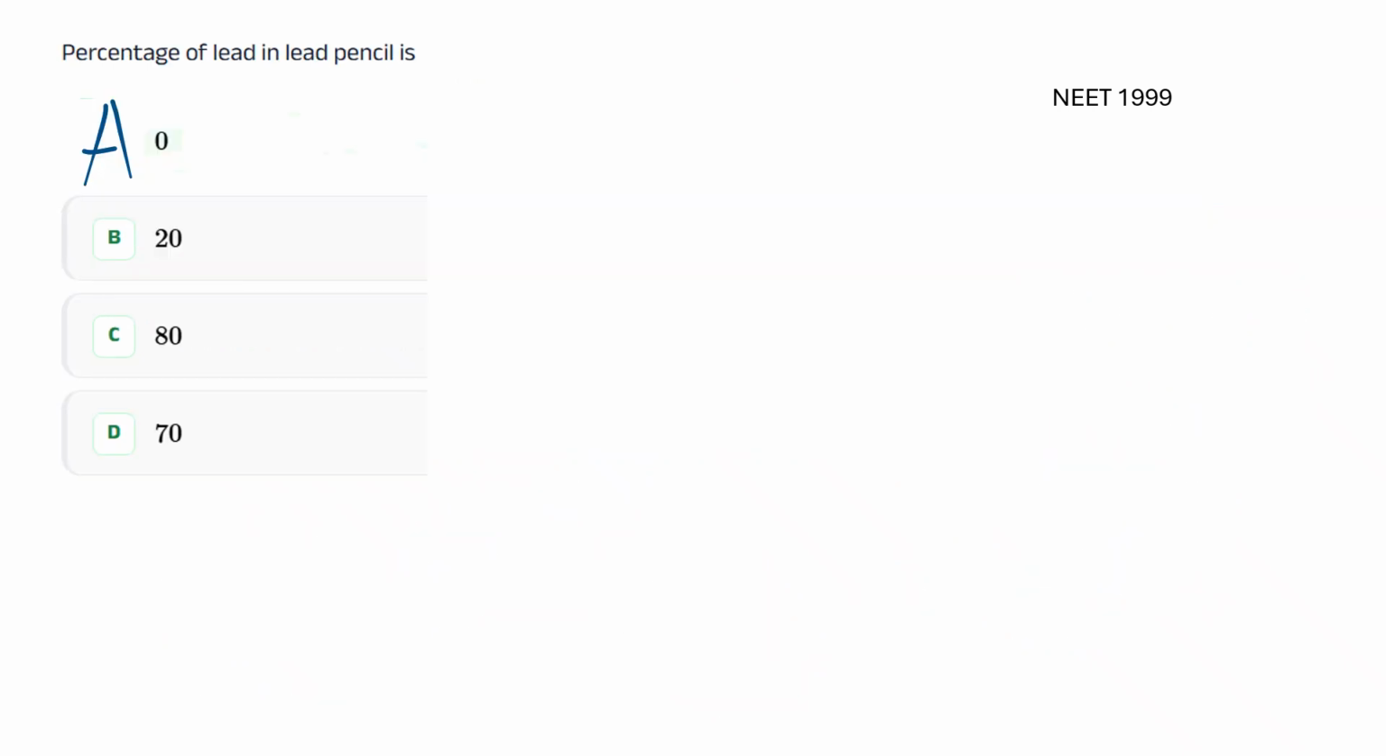This is very simple. Percentage of lead in lead pencil. No pencil in the world is made up of lead. A pencil is always made up of graphite only. So there is no lead in a pencil, so there is no lead percentage. So the answer, option A, is 0. This is a very fundamental one. There is no lead pencil in the world.